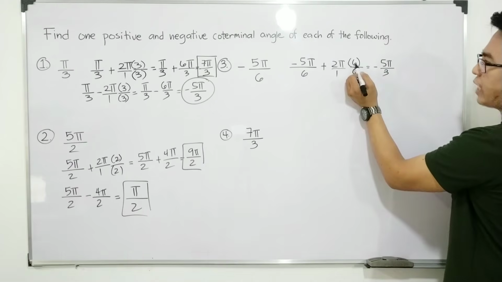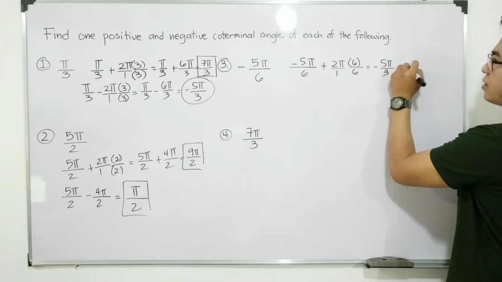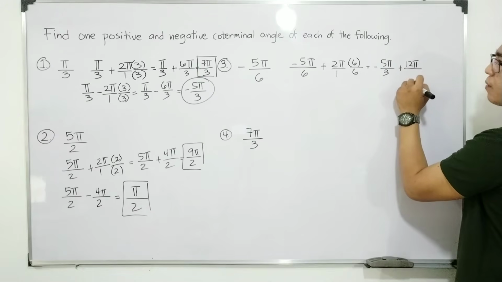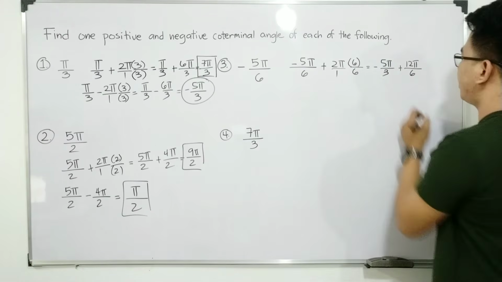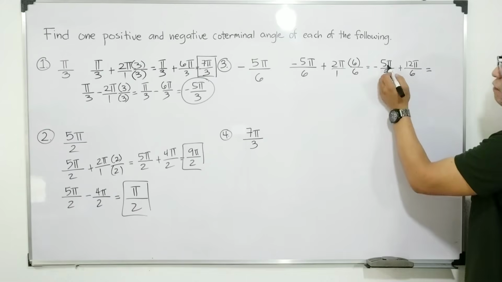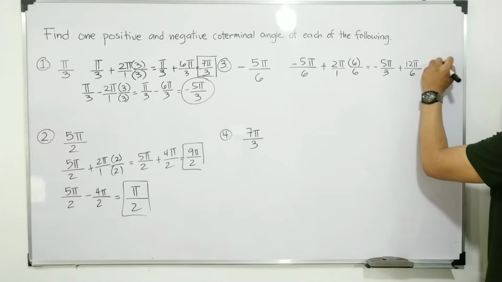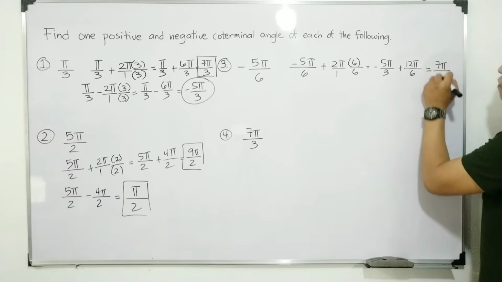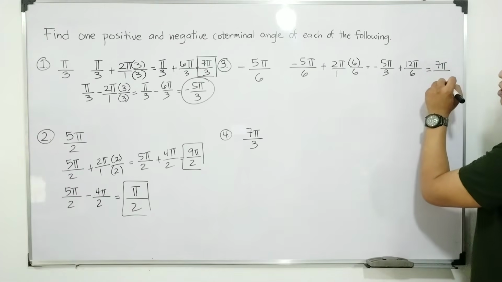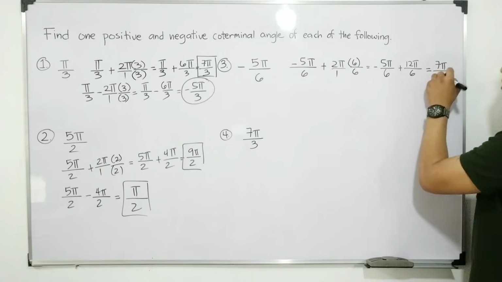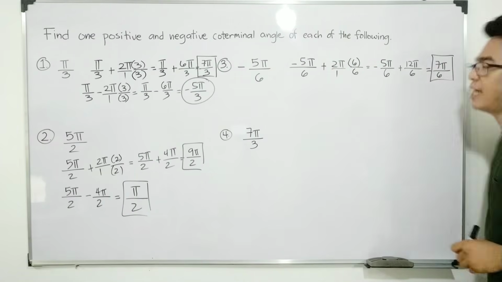And this one, 2 times 6, that is plus 12 pi over 6. 1 times 6 is 6. And to add them, negative 5 pi plus 12 pi, this is positive 7 pi over 6. At ito na yung first coterminal angle natin.